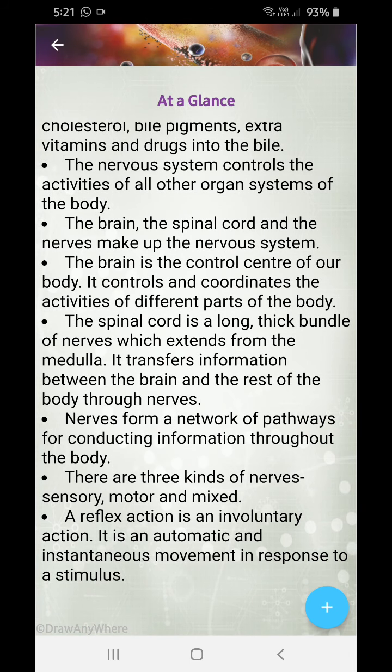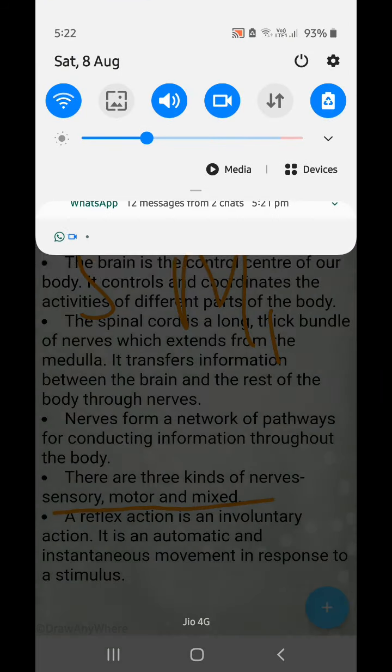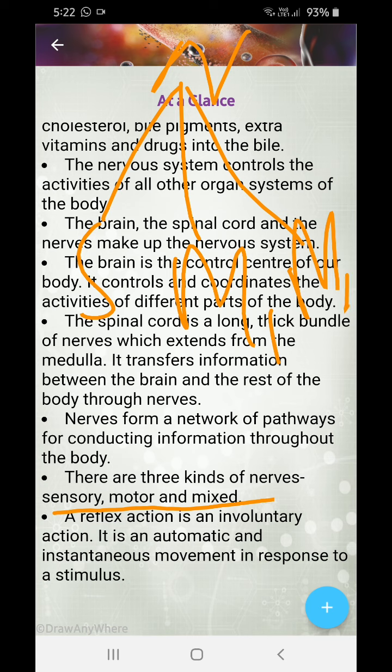Now, what are the nerves? We have come almost to the end. The nerves are like the side veins, and they are a network of pathways for conducting information throughout the body. There are three kinds of nerves. The nerves can be divided into sensory, motor, and mixed.